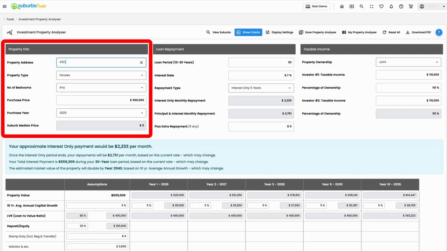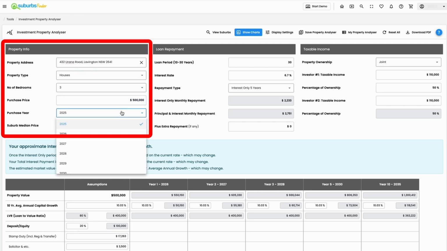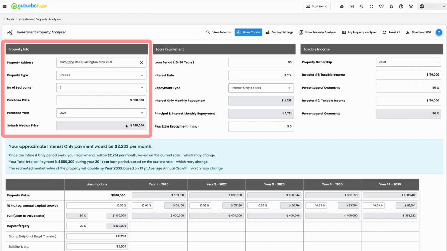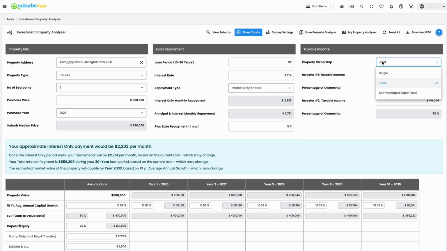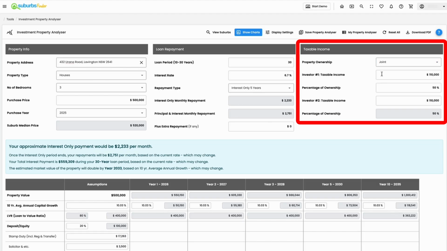Start with the property details: purchase price, deposit or equity, upfront costs, and the 10-year average annual growth. Next, add your loan details: loan type, repayment amount, interest rate, and any extra repayments you want to test. Finally, enter your taxable income. This is what lets the analyzer calculate your after tax cash flow, the number investors really feel month to month.